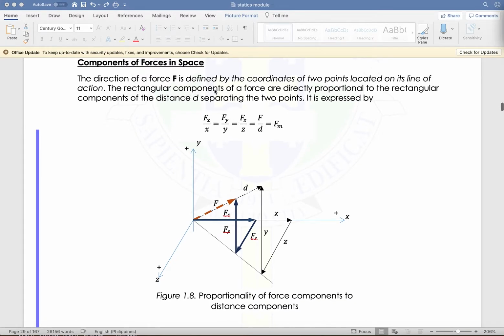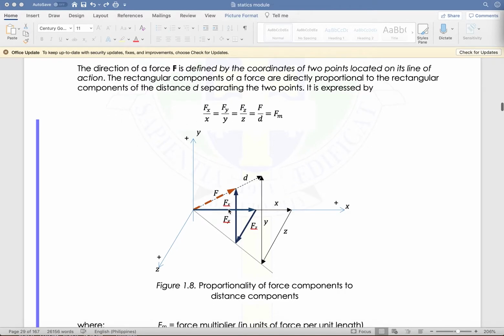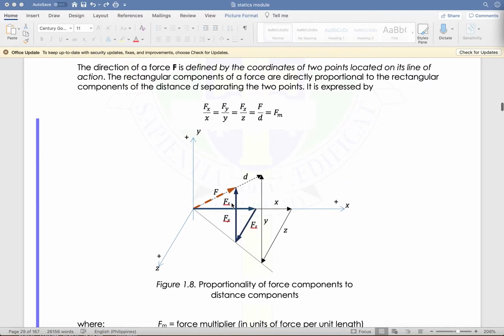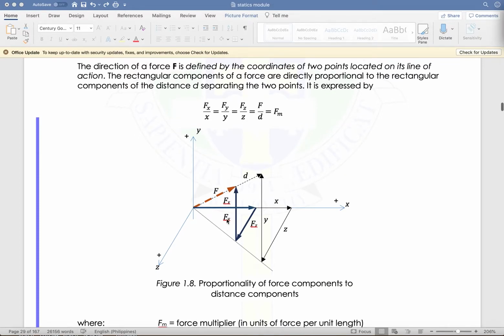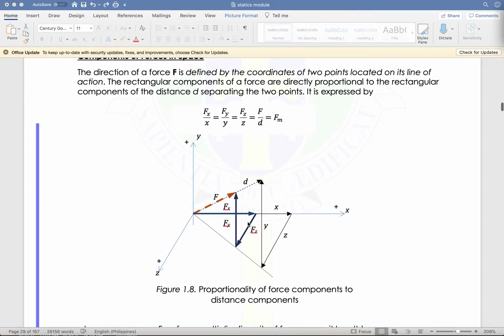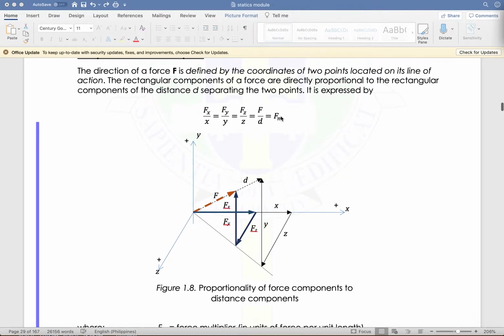The rectangular components of a force are directly proportional to the rectangular components of the distance d separating the 2 points. It can be expressed by f of x divided by x is equivalent to f of y divided by y is equivalent to f of z divided by z. Or it is simply equivalent to the force divided by the distance. And that is our force multiplier.